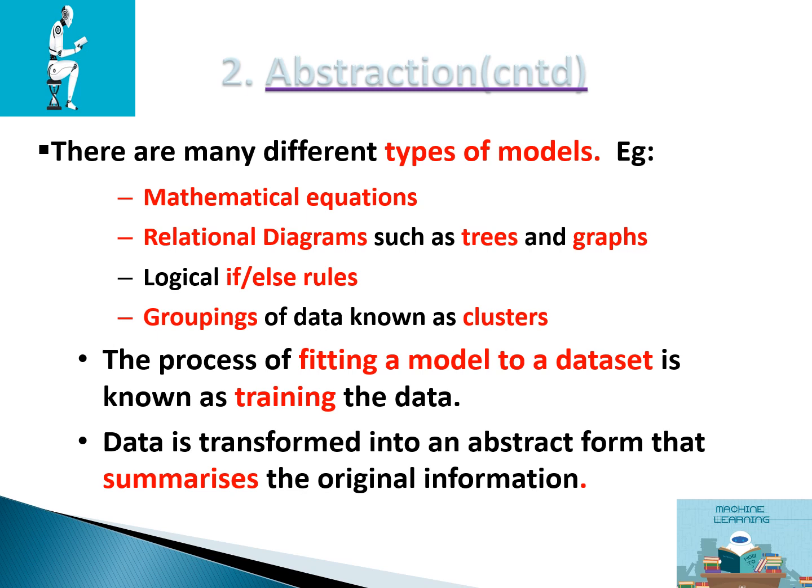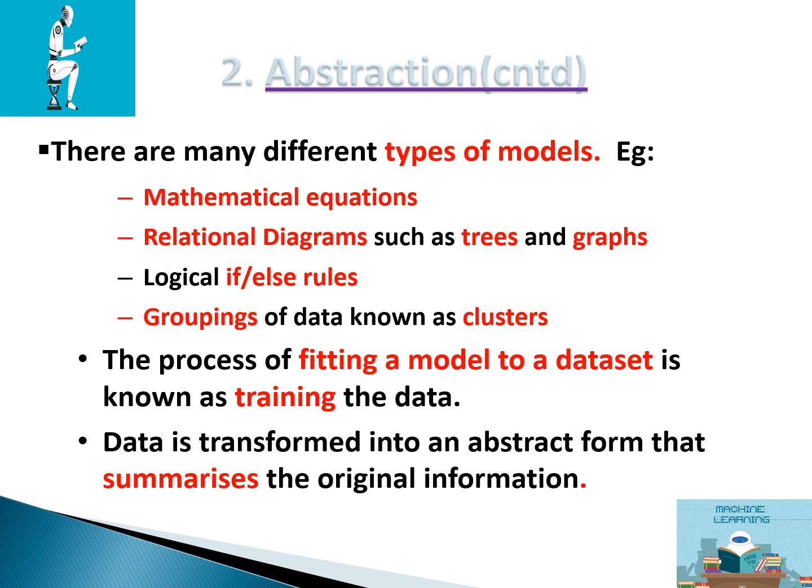For converting data to some information, we can make use of many different types of models like mathematical equations, or relational diagrams such as trees or graphs. We can represent the data in the format of trees or graphs, or we can convert it into a logical construct like if-else rules, or we can group data into what are known as clusters. And this process of fitting a model to a data set is known as training the data, and data is transformed into an abstract form that summarizes the original information.